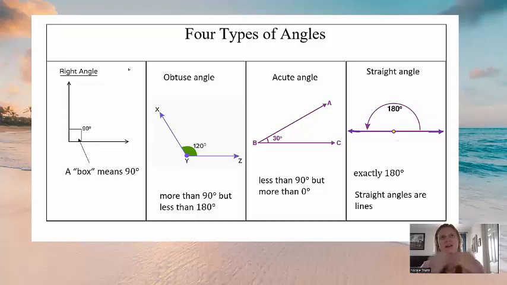And obviously, if it's 180 degrees, that means it's a line. So lines actually are angles as well. They're 180-degree angles, so we just call them straight angles.